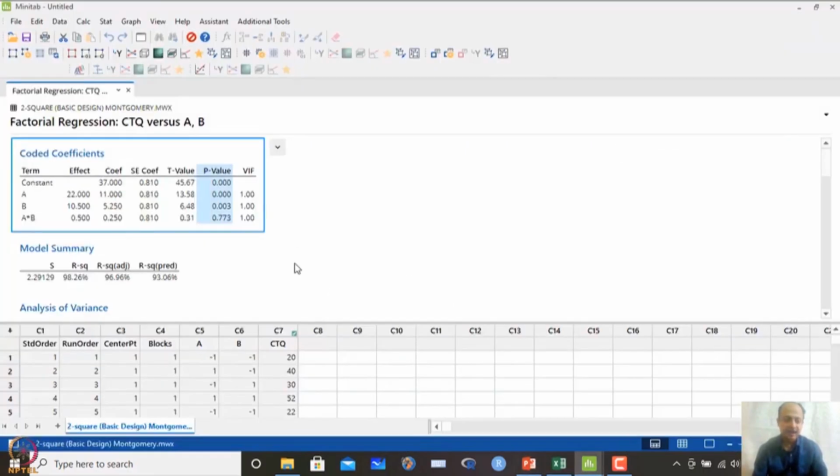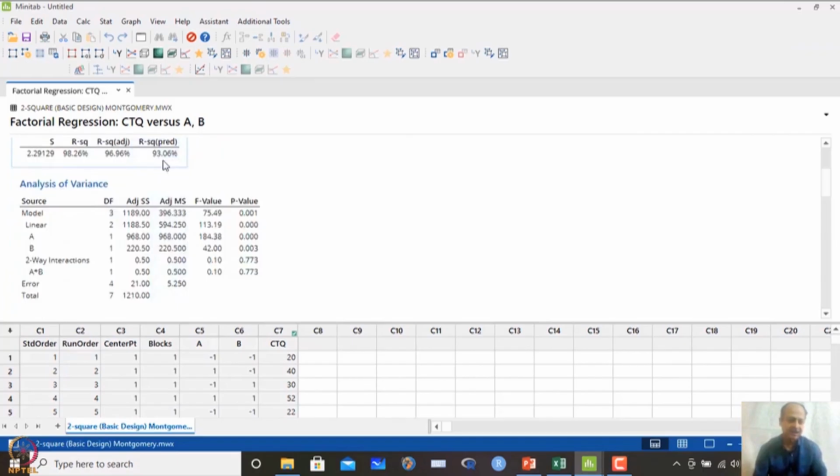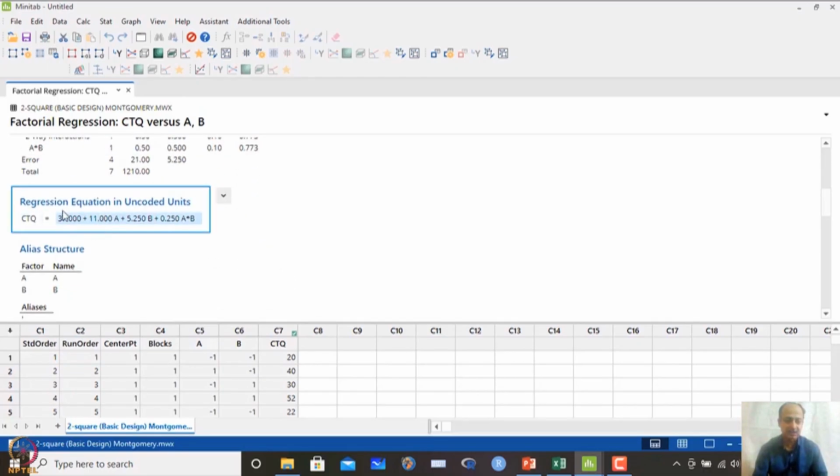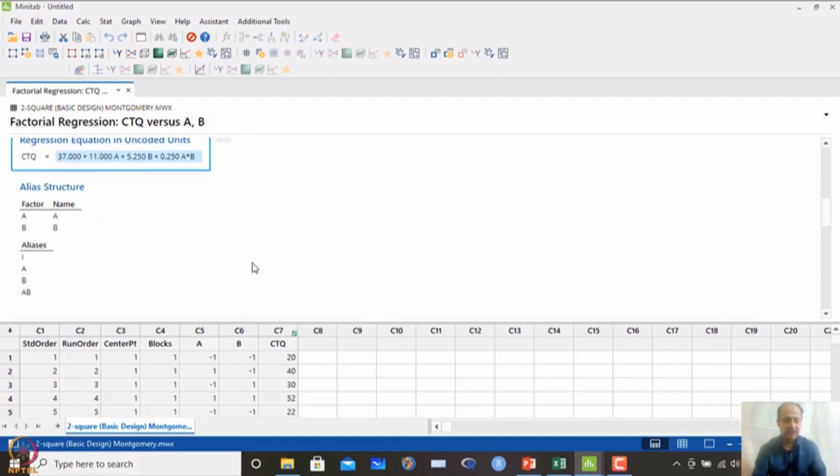The R square value over here is very high, R square predicted is about 93%, 96% like that, a very good model we have developed. These two are the critical factors which we have screened, but the interaction effect is not prominent; they are independent, and they influence the outcome. The regression equation is generated over here, the same way as we showed in the basic calculations, how the coefficients of main effects and interaction effects can be calculated from the experimental results, which we have seen earlier also.